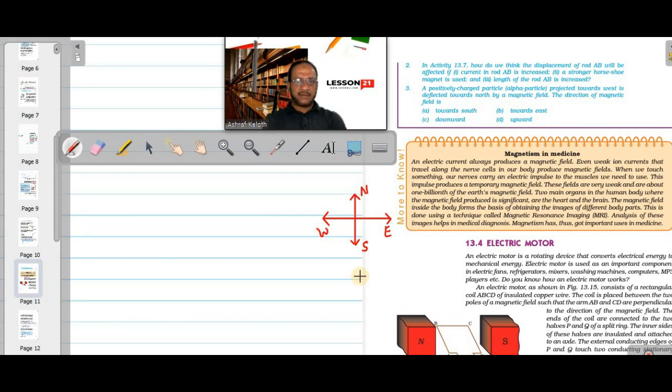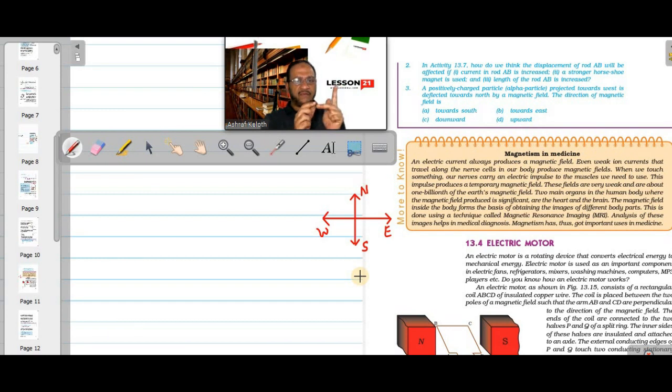Which rule can be applied here? We have three rules: right hand thumb rule, Fleming's left hand rule, Fleming's right hand rule. Out of these, Fleming's left hand rule is correct. So all of you take your left hand, with the thumb, index finger, and middle finger perpendicular to each other. In the question, a positively charged particle is projected towards west. The direction of motion of a positive charged particle is the direction of current.